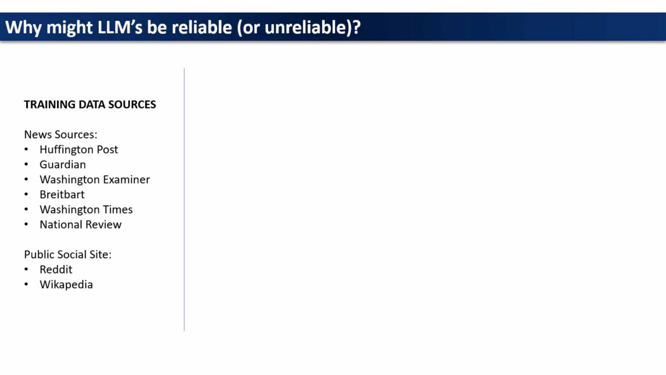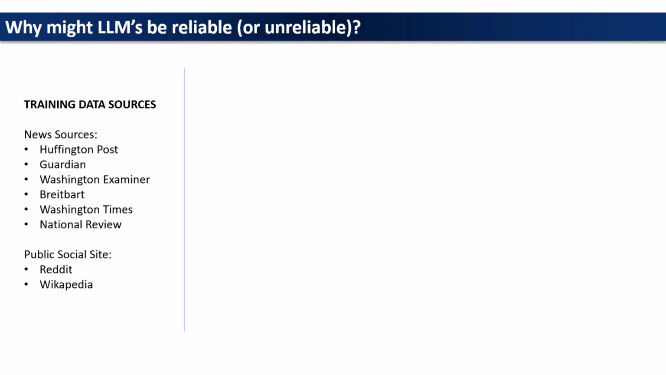So on the left side of the screen, we have a list of common data sources. Most of them are reputable news sources like Huffington Post, The Guardian, Washington Examiner, Breitbart, Washington Times, National Review. But you can see a couple of them might be questionable sources of data like Reddit and Wikipedia. Would you stake your organization's entire reputation and legal standing on the advice and counsel you get from Reddit? Those are the types of risks that are involved here.